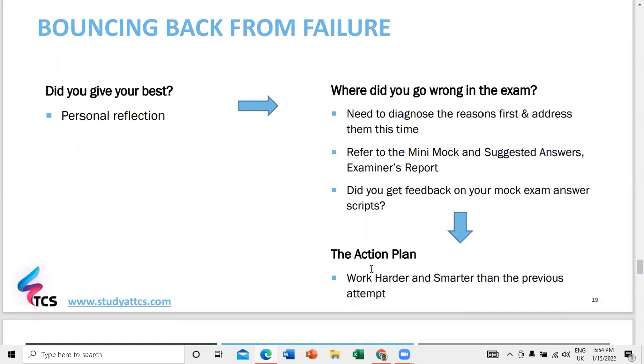When it comes to working harder and smarter, you can always get feedback or guidance from the tutors at TCS. If you're not part of the WhatsApp group already, I ask you to be part of it, where you can get all the guidance you need with regards to planning and whatnot.